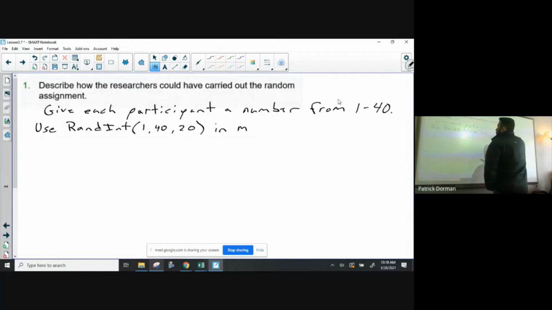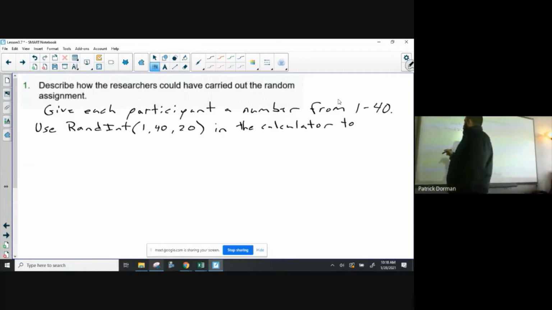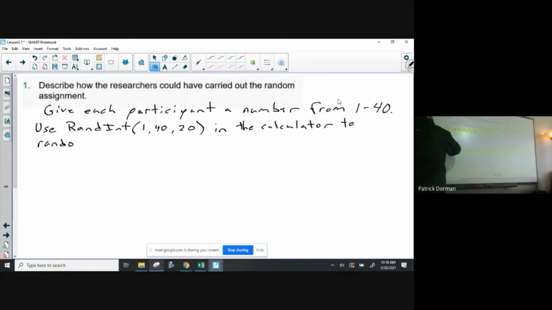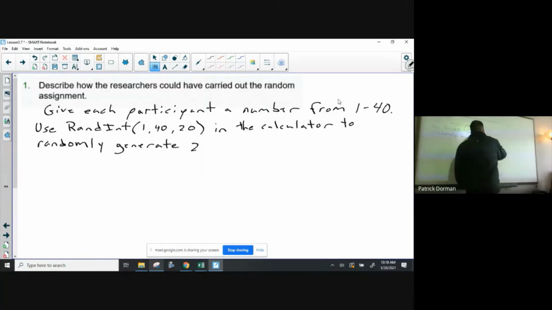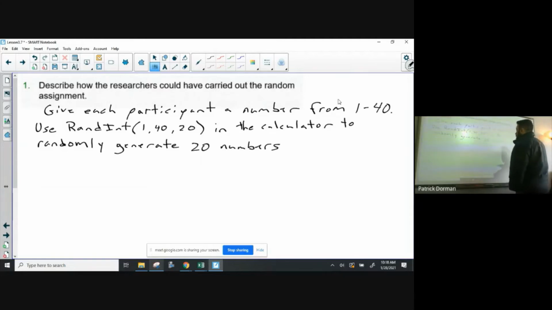And the calculator, to randomly generate, we want to use that word random. It's really important. If the word random is not there, it's not right. Randomly generate 20 numbers, without repeats, right? We got to make sure that we don't repeat any numbers, because we can't select a person twice.